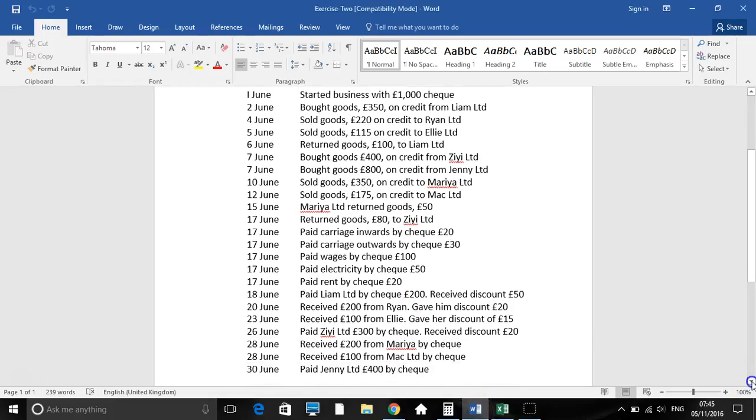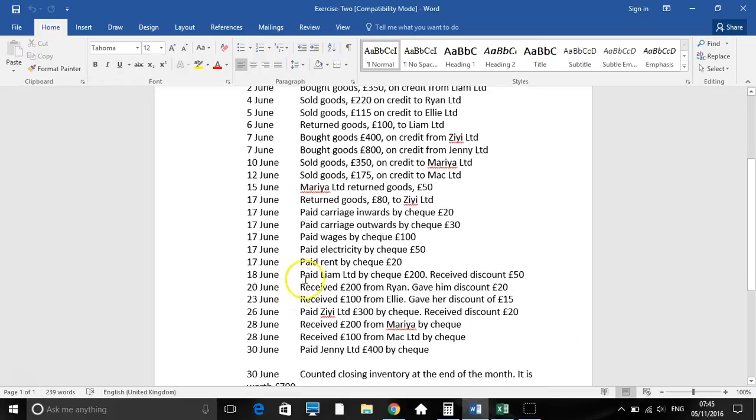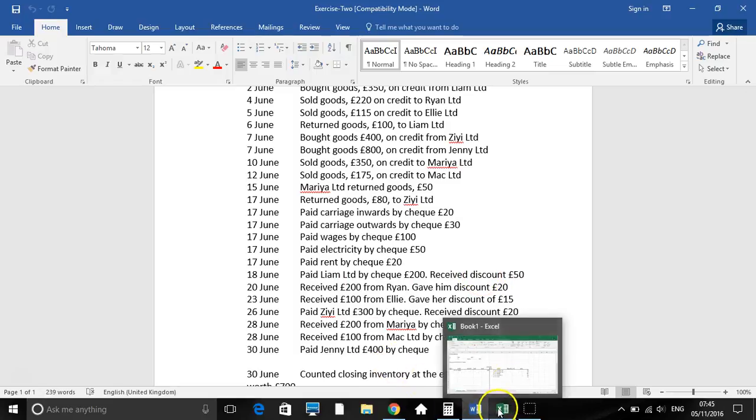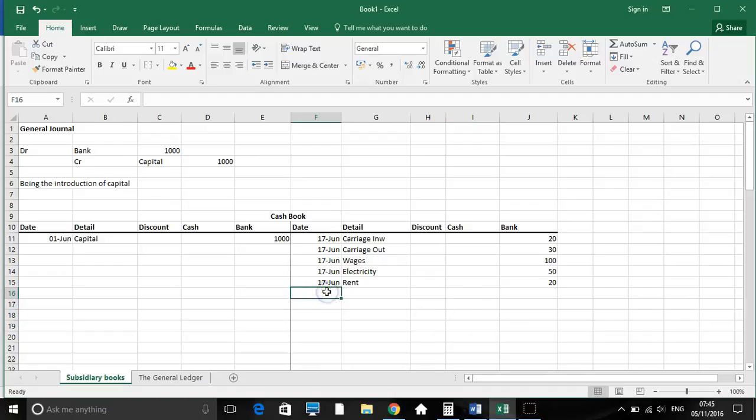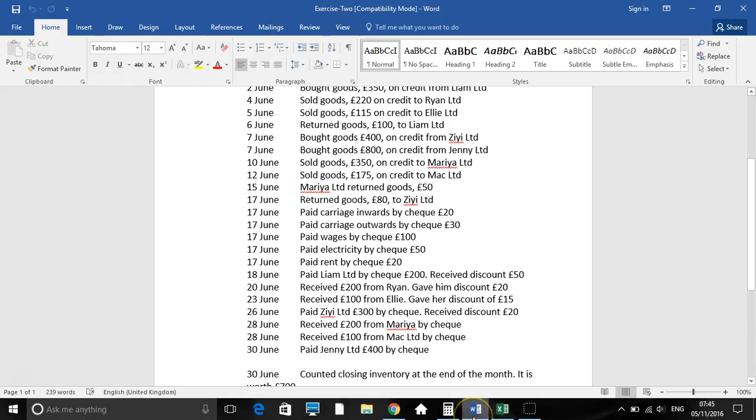And then we start paying and receiving payments. And then it says that we paid Liam 200 by cheque. We paid Liam 200 and we received a discount of 50. So we should have paid 250, but we just paid 200. We got a discount of 50. So we paid Liam 200 on the 18th, and we had a discount of 50, and we paid out 200. Yes. Then let's look at the next one.